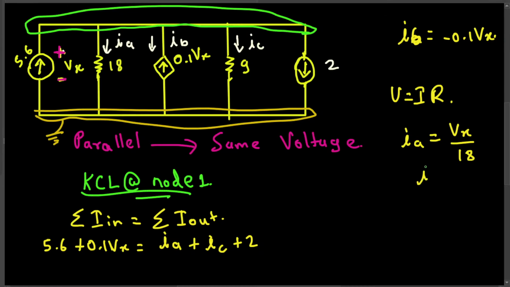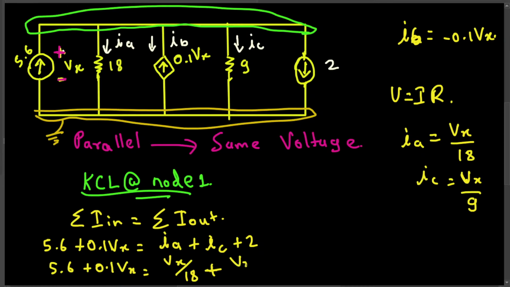And IC is going to be equal to Vx again divided by 9. So we express this IA and IC in terms of Vx. Now we can go ahead and plug it in this equation and let's see what happens. 5.6 plus 0.1 Vx, and then instead of IA I plug Vx over 18, and then we have IC, instead of IC I plug Vx divided by 9 and then plus 2.